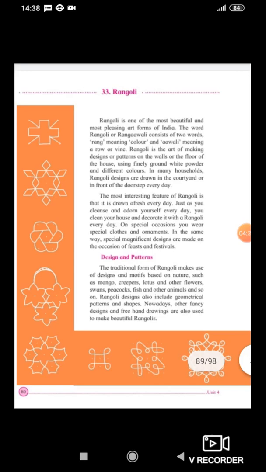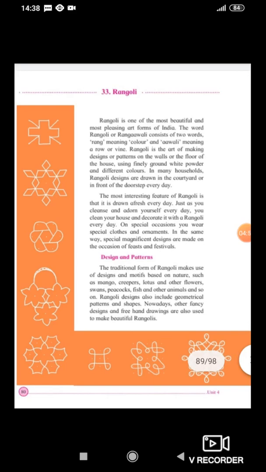Now, Rangoli is the art of making designs or patterns on the walls or the floor of the house using finely ground white powder and different colors. In many households, Rangoli designs are drawn in the courtyard or in front of the doorstep every day.